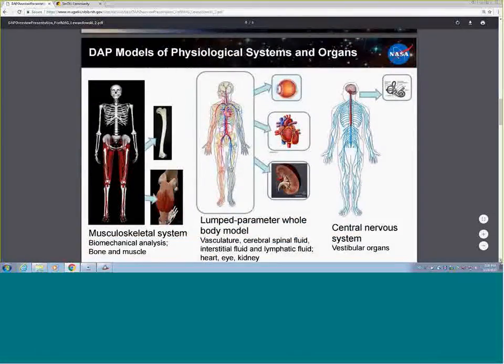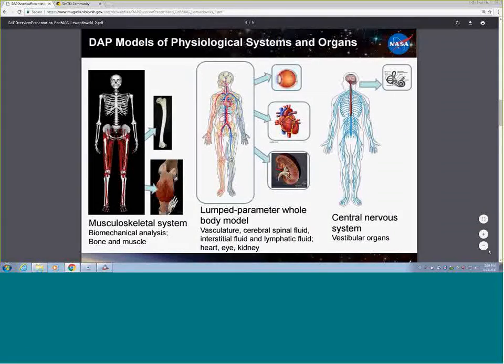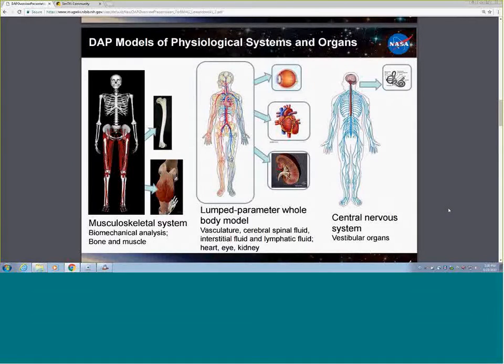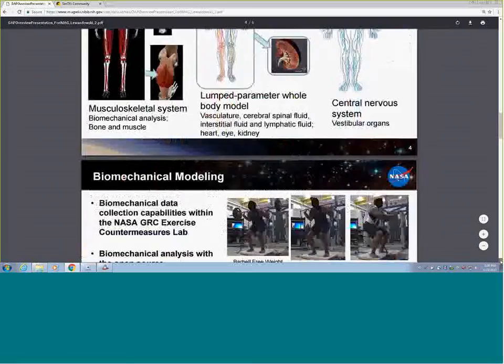Our portfolio of models spans several different physiological systems. We have musculoskeletal system models, and then we also have muscle and bone models. We have cardiovascular and associated fluid models, and then we also have some ocular models, a heart model and kidney model, and then we have some vestibular system models.